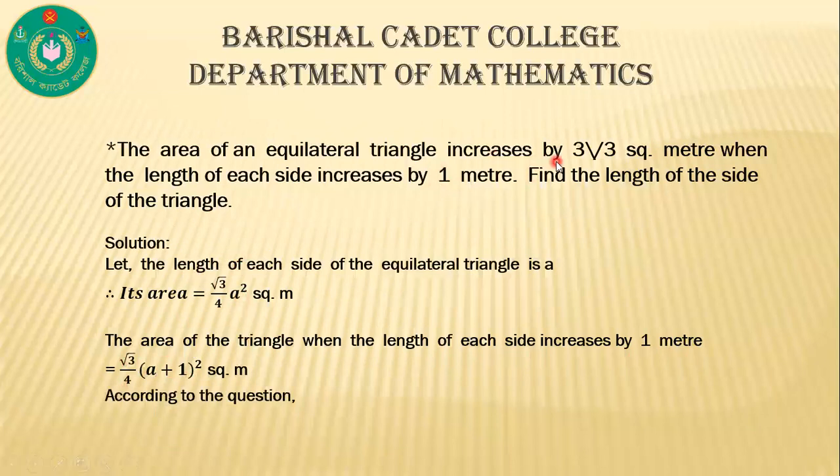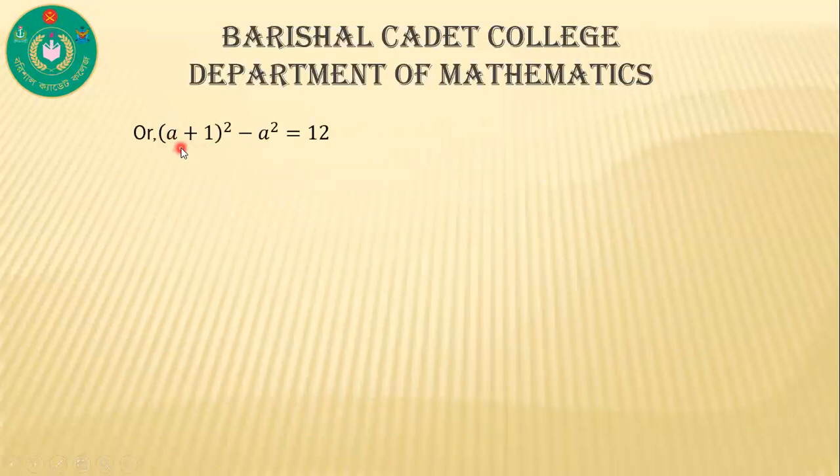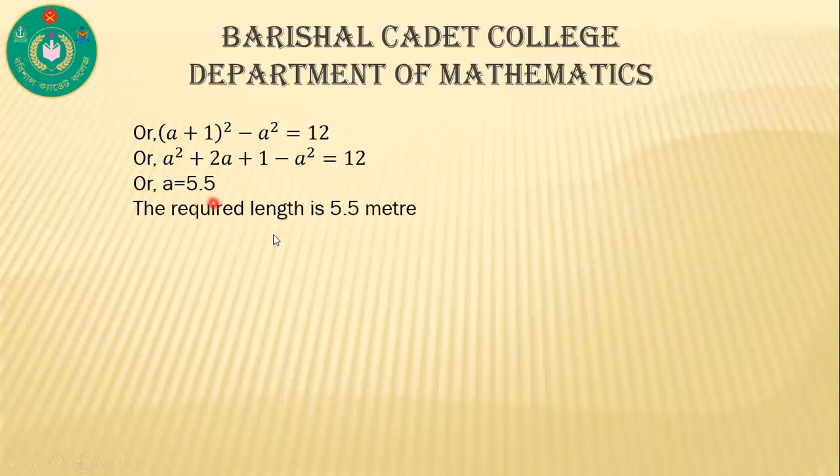According to the condition, we can write root 3 by 4 into a plus 1 whole square minus root 3 by 4 a square is equal to 3 root 3. Now, after calculating, we can write a plus 1 whole square minus a square is equal to 12. You know a plus b whole square is equal to a square plus 2ab plus b square. Now, applying this formula here, then we can write a square plus 2a plus 1 minus a square is equal to 12. Here a square cancel, then we can write 2a is equal to 11. Then that's why we can write a is equal to 5.5. The required length is 5.5 meter.